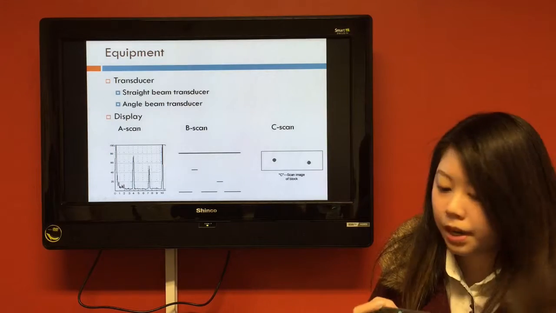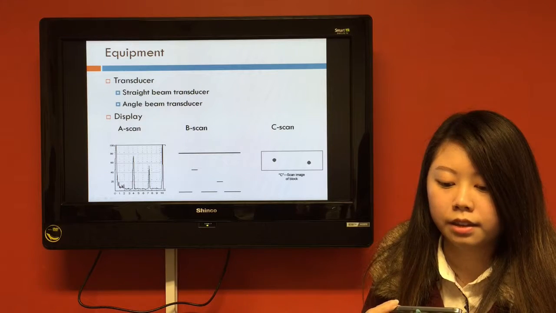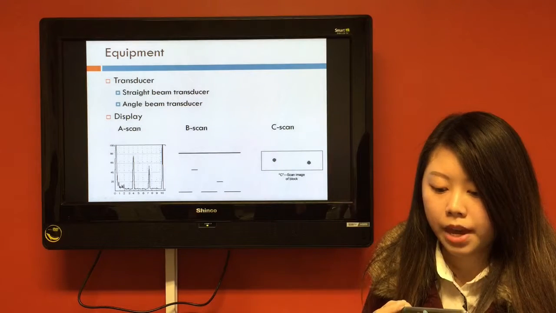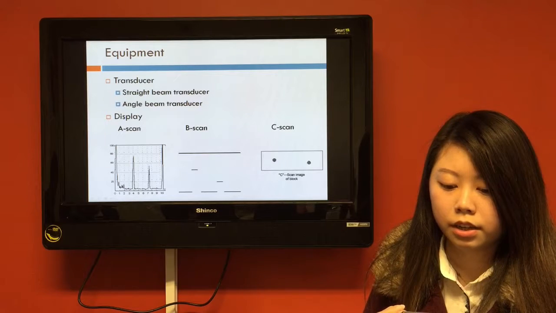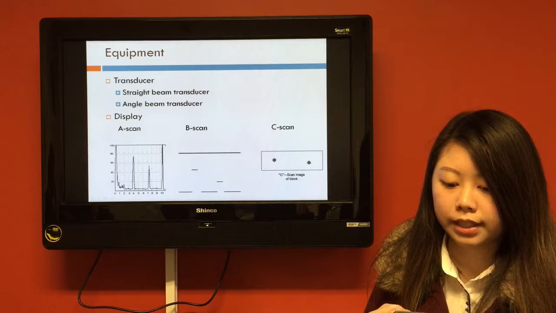For the angle beam, it is usually used to introduce a refracted shear wave into steel, and the angled sound path allows the sound beam to be reflected off the back wall interface.